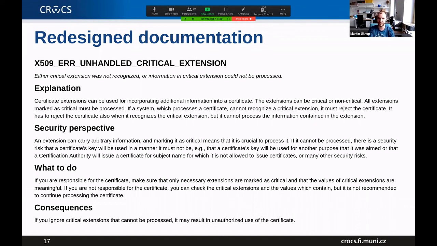Whether, for example, this is not too long for a documentation for a single error for them. Whether they would omit or drop any of the parts, the 4 paragraphs that we created. Would they want it shorter, longer?